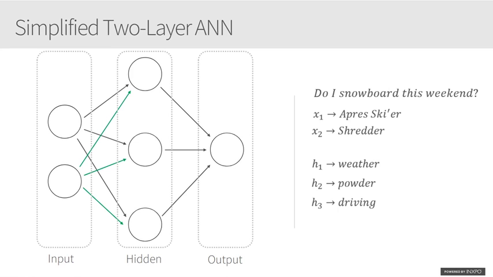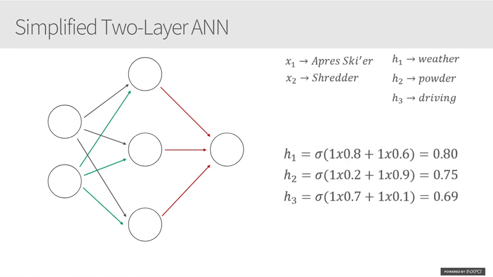And so the concepts or the inputs in play from the hidden layer, H1, H2, H3, is in this case the weather, how good's the powder, and whether I'm going to have good driving conditions or not. Okay, so using this concept, again, remember the X1, X2, the après-skier persona versus the shredder persona of myself. Okay, input for H1, H2, H3. Again, H1, H2, and H3 are weather, powder, and driving, respectively.